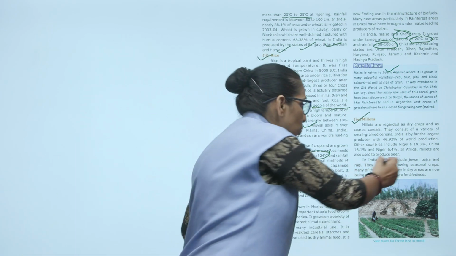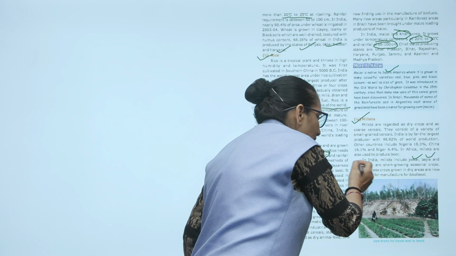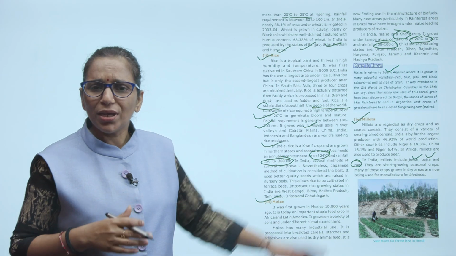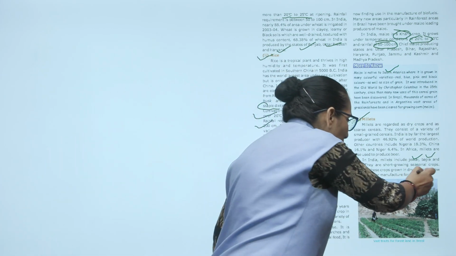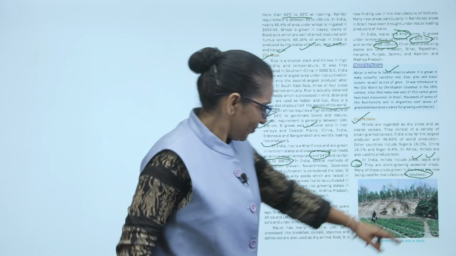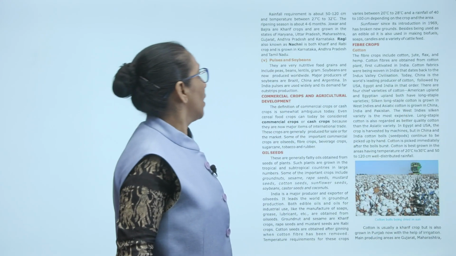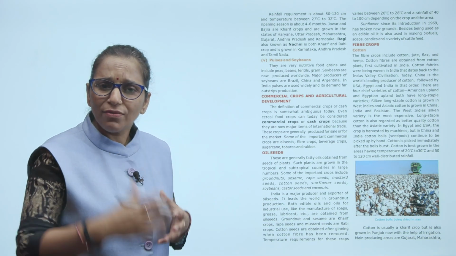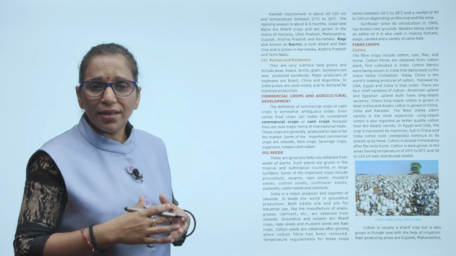In India, millets include jowar, bajra and ragi. That you have to remember, because sometimes they are going to ask the question what crops are included in millet. So mainly jowar, bajra and ragi, and they are short growing season crops. Many of these crops grown in dry areas are now being used for manufacturing biodiesel also. Now rainfall requirement for the millet is about 50 to 120 centimeter, temperature 27 to 32 degrees centigrade, and the ripening season is about 4 to 6 months.